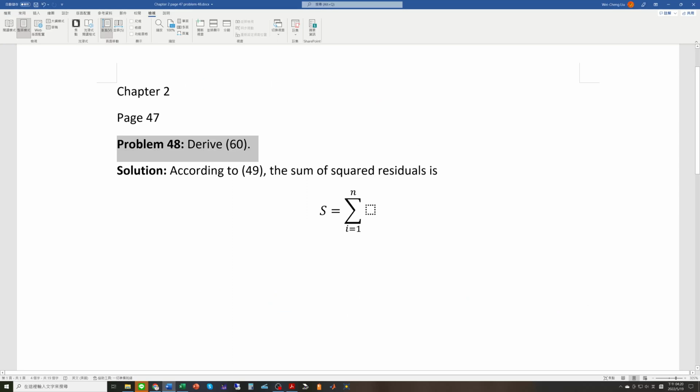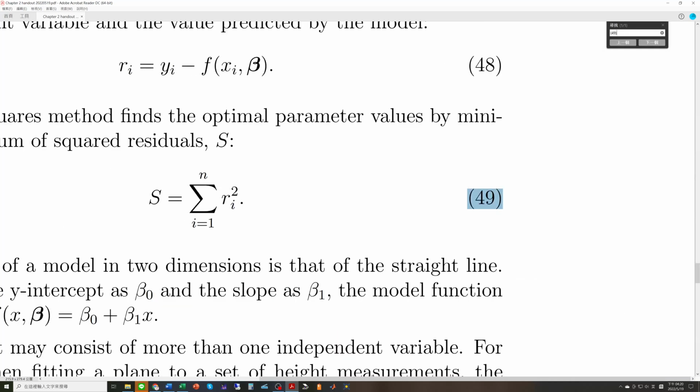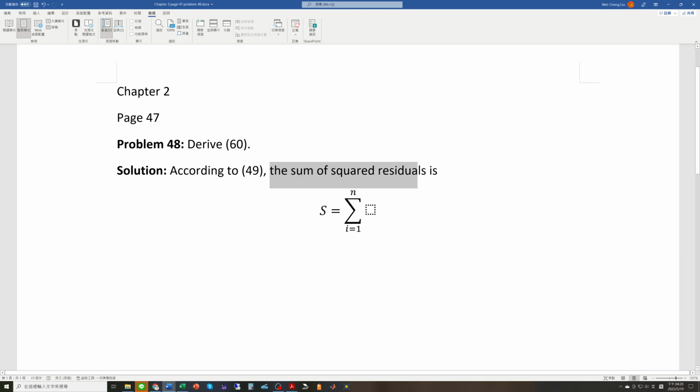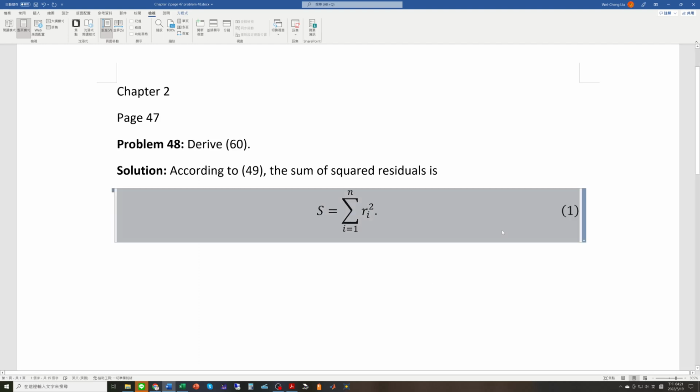Let us go back to the blackboard. Solution according to equation 49. Let us see equation 49. The least squares method finds the optimal parameter values by minimizing the sum of squared residuals S. S is equal to summation i equals 1 to n Ri squared. The sum of squared residuals is S equals summation i equals 1 to n Ri squared. Okay, this is equation 1. Good.